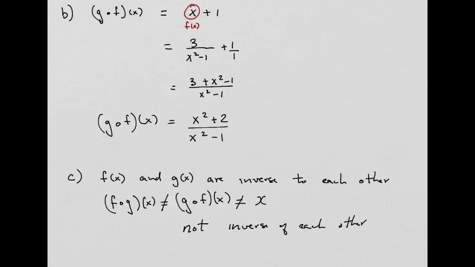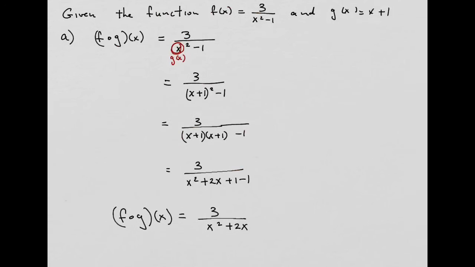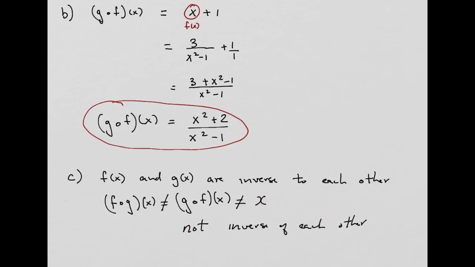Now if f composite g of x was equal to x, and if g composite f of x was equal to x, then we would say that they are inverse, but in this case they are not inverse.